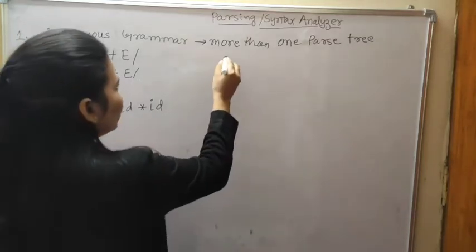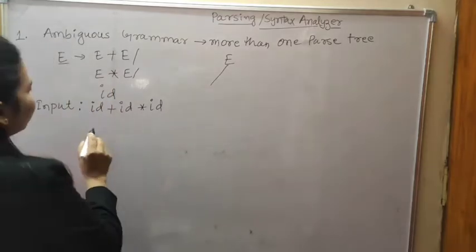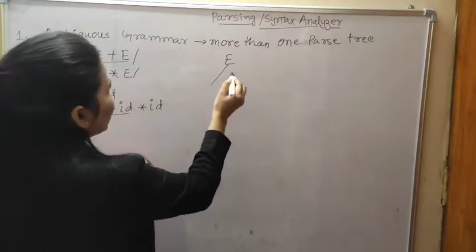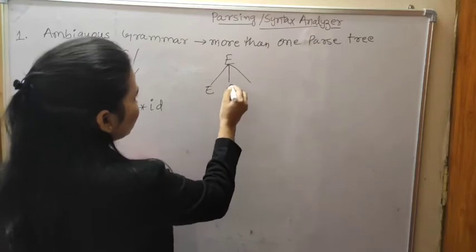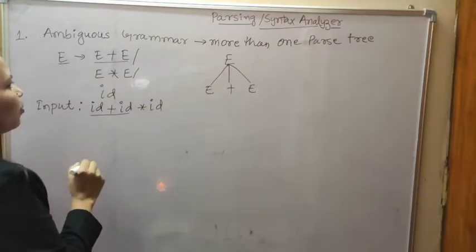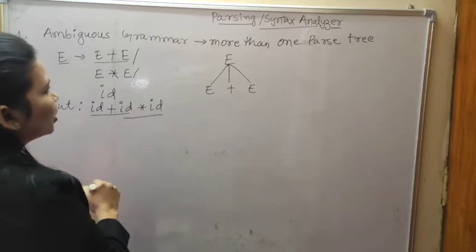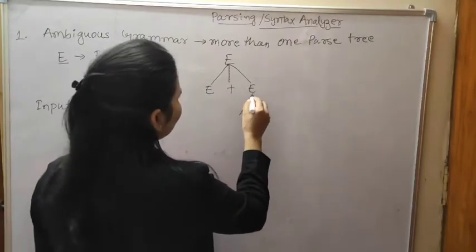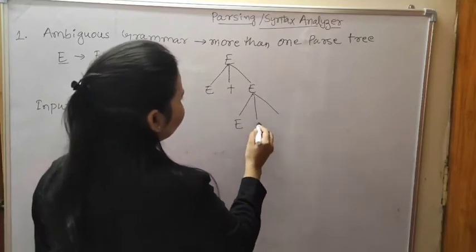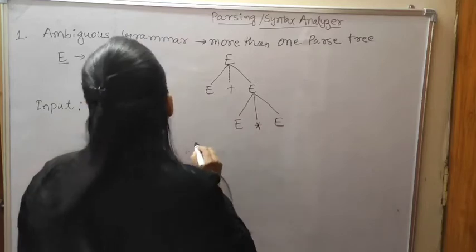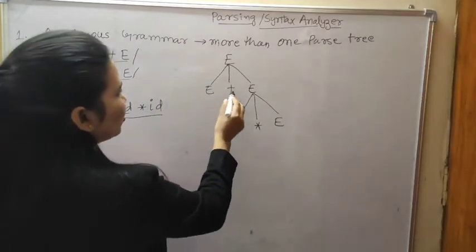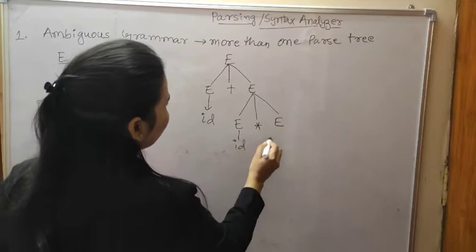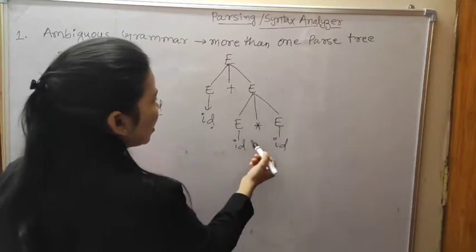First we will write E, expression. Then we see ID plus ID has been given, so we take the first rule, E plus E. Now afterwards, ID into ID is given, so from there we can write E into E, and these generate the IDs. So we can say ID plus ID into ID.